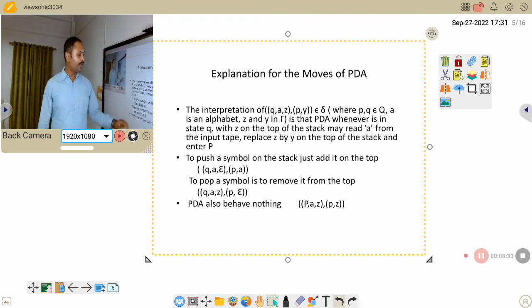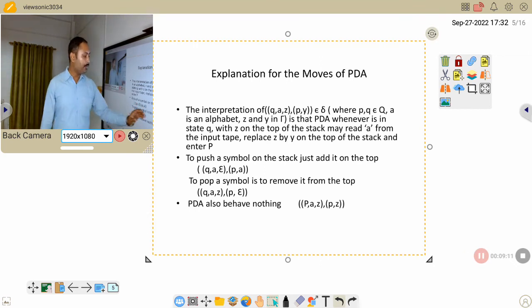Now how can we push any symbol into the stack? Here our current state is Q, the scanned symbol is A, and there is no symbol at the top of the stack. That is why it is denoted by the null sign. Now after execution, the present state will go to a new state which is denoted by small p, and we are going to insert the current symbol into the top of the stack, that is A.